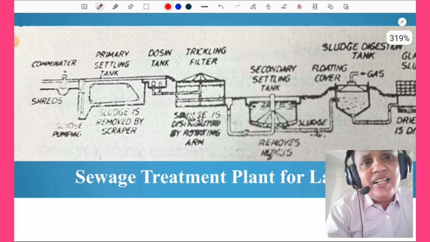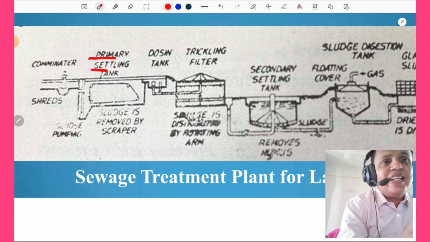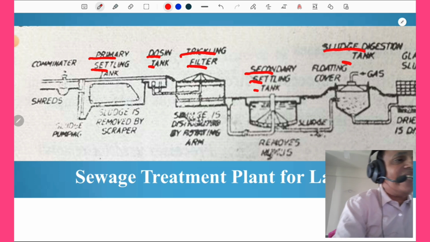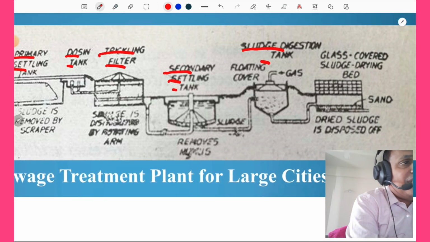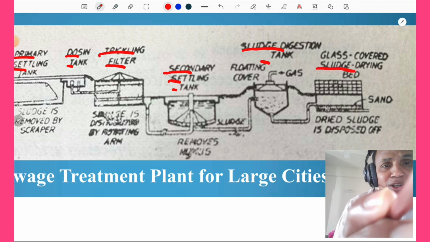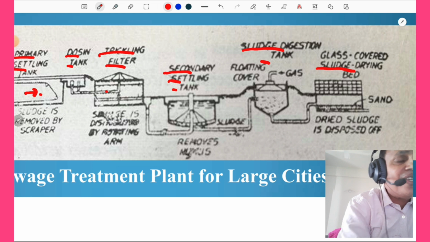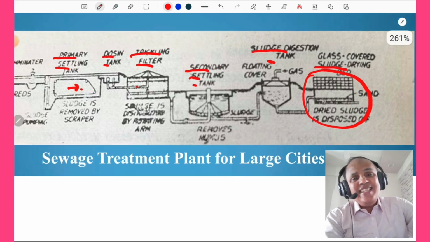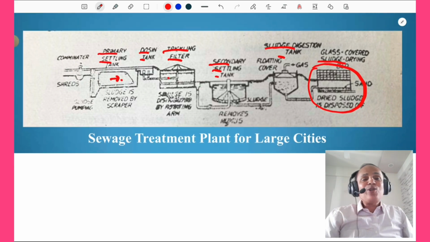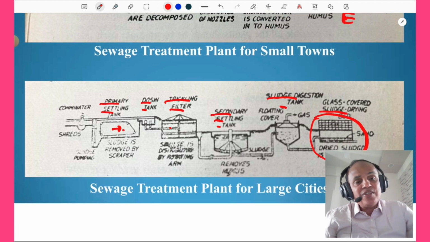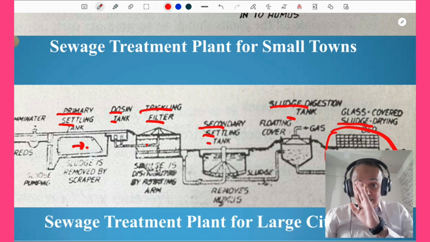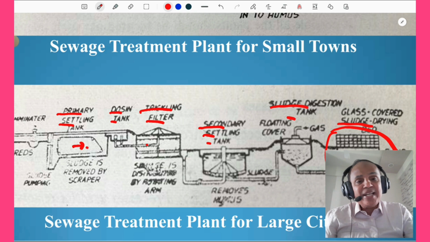Similarly, here there is a preliminary settling tank, then there is a dosage tank, trickling filters, secondary settling tank, sludge digestion tank, and this is the sludge drying beds. So this sewage is treated in these various plants, and this treated sewage or effluent is applied on the land. So in general this is the layout of the sewage treatment plant for large cities. One must study these diagrams, and one must study the treatment plants in a systematic, step by step manner.